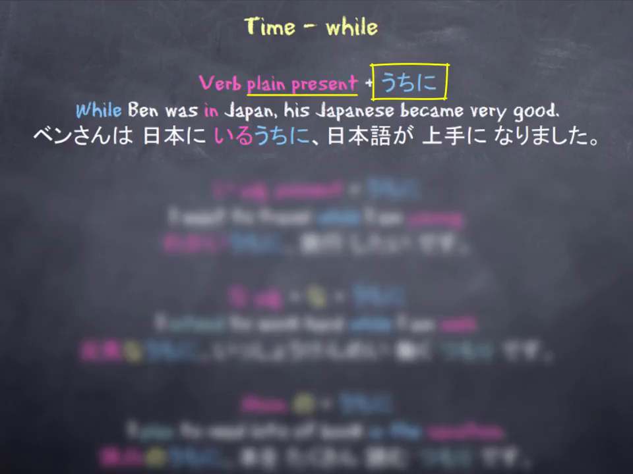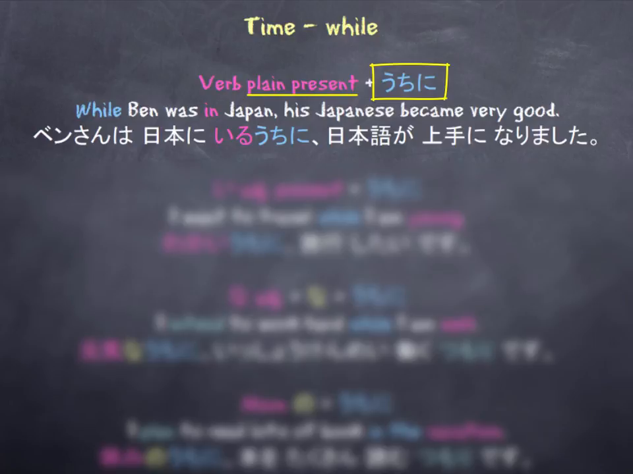uchi ni. We use uchi to indicate that one thing happens or happened at the same time as something else. It's used to mean during or while, when the time period is of an imprecise or unpredictable duration. The non-past tense is used before uchi, regardless of the tense of the main clause. So remember that the tense of your sentence is always dictated by the final verb in the sentence.